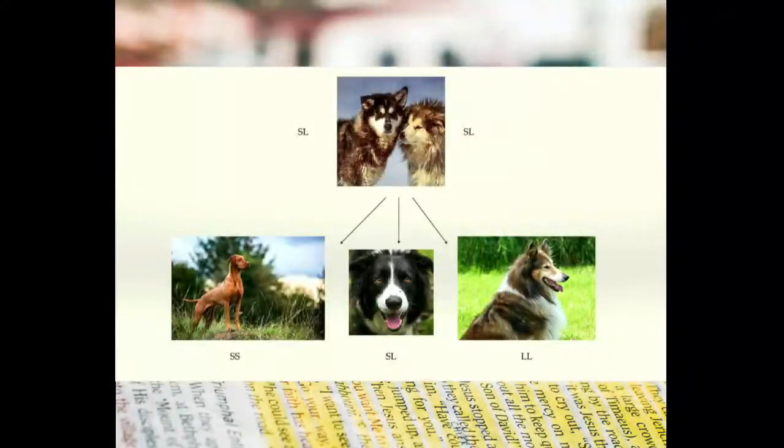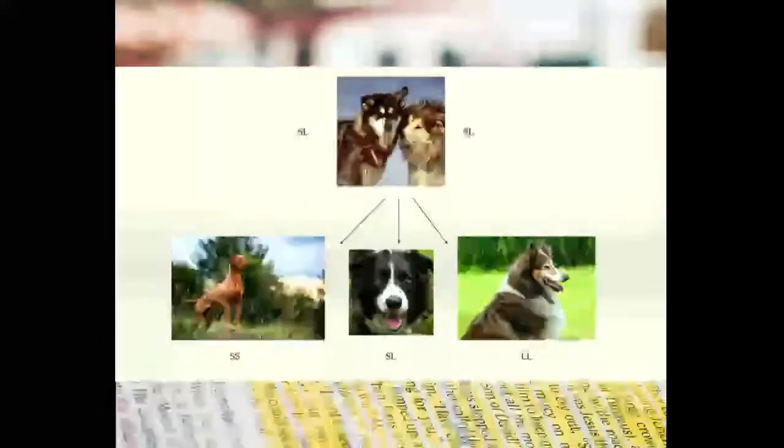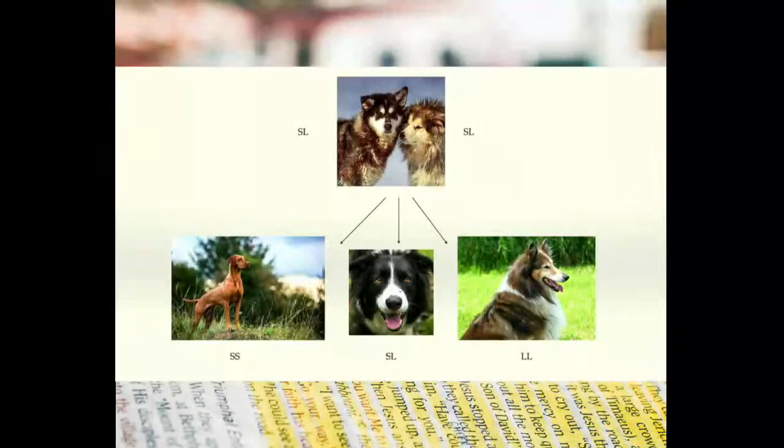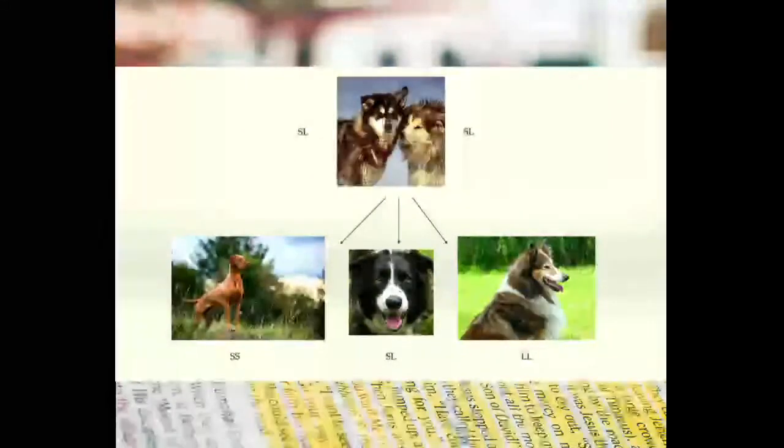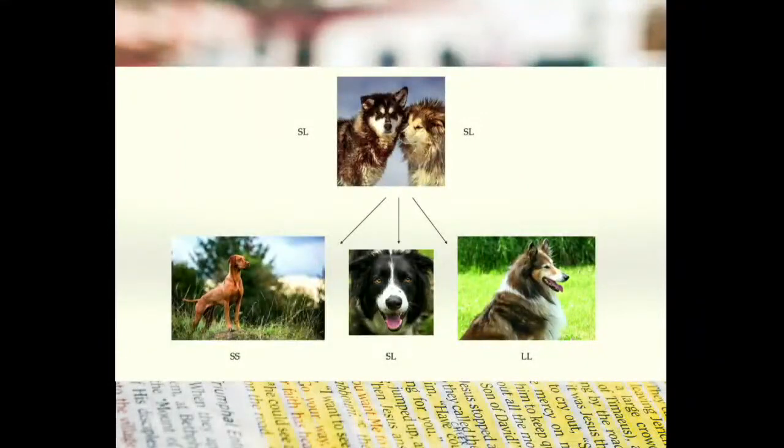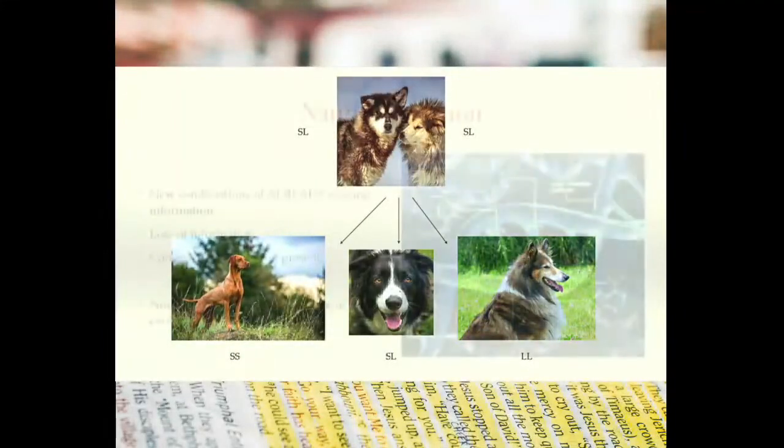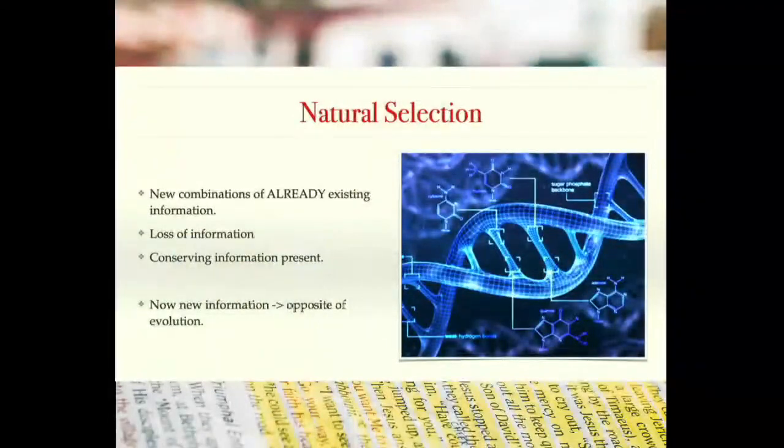And another set of dogs go to a hot climate, right? Those with long hair and medium hair die. Why? Because it's too hot. And when you look at the wild African dogs, what kind of hair do they have? They all have short hair. They get together and reproduce, and they have short hair. So their genes concentrate, and they become short hair dogs, right? So, new combinations.